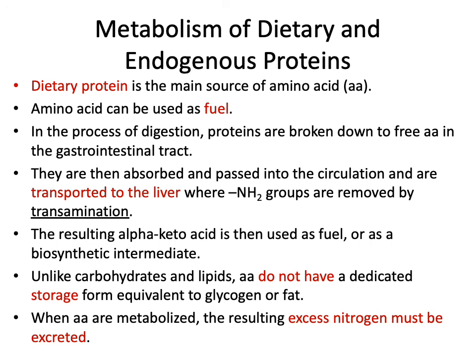And of course, we start by breaking the proteins into free amino acids, and that starts in the digestive tract, and then those are absorbed and passed into the circulation, where they go to the liver, of course, so that they can be deaminated by a transamination reaction.